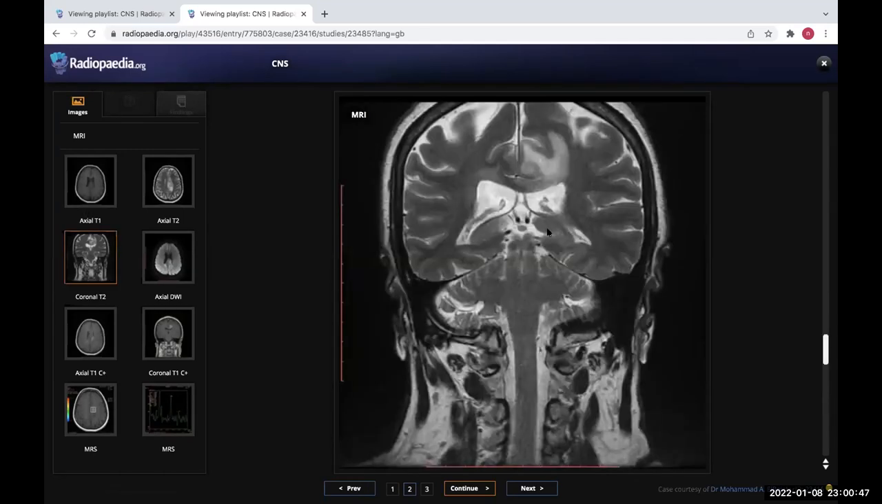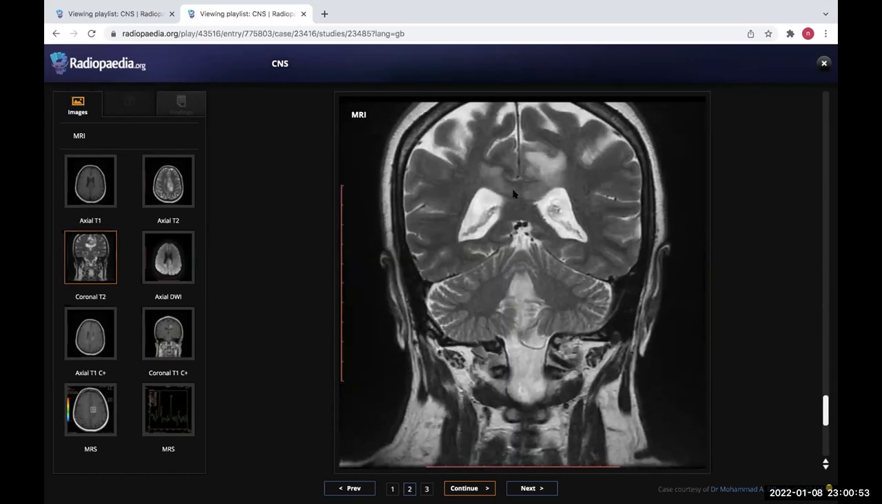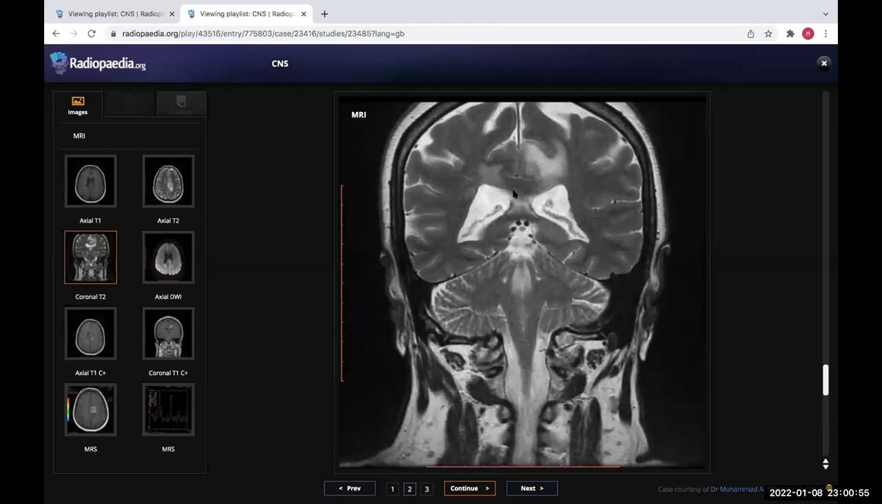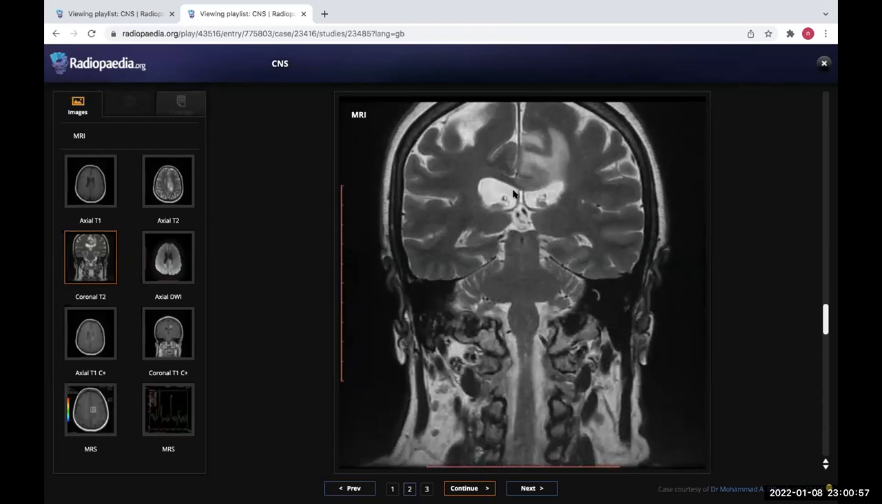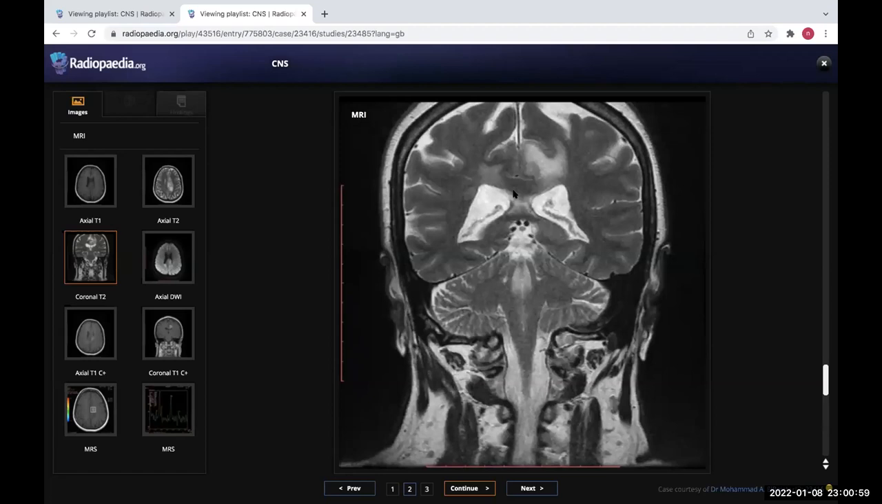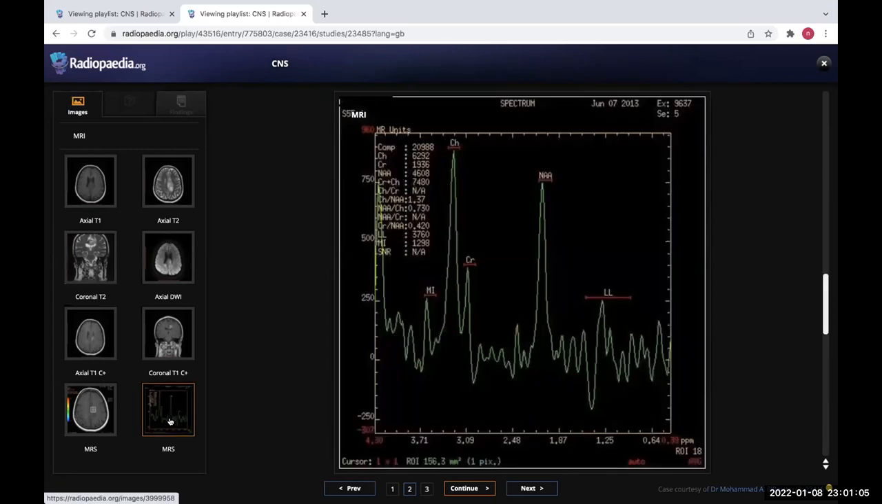And considering that it has a bit of hypo-intense component with it, lymphoma, CNS lymphoma would be the prime differential, followed by a glioblastoma multiforme. I would discuss this with the neurosurgical team and the patient will be discussed with the MDT. Do you want me to see the MRS as well? No, I don't think they ask a lot about MRS.